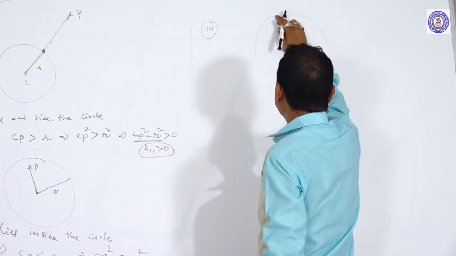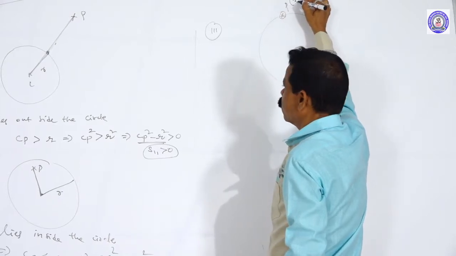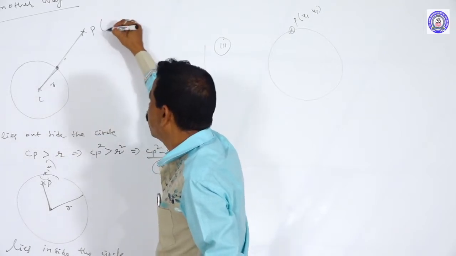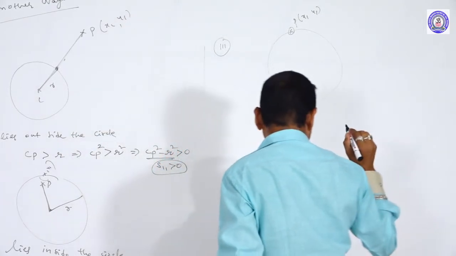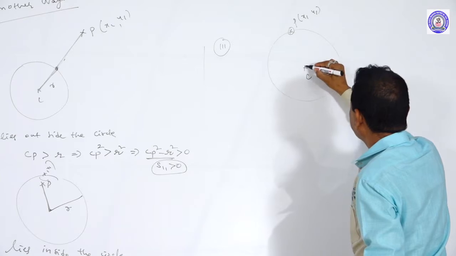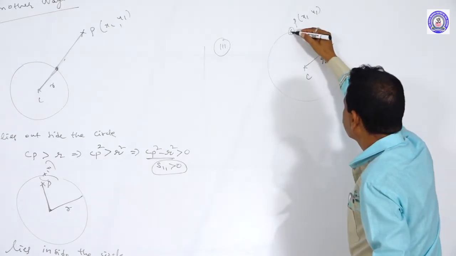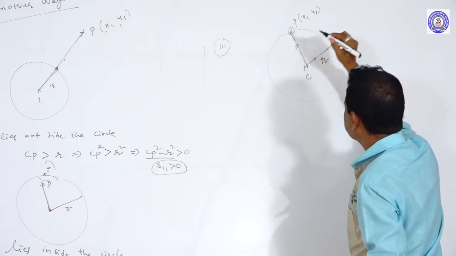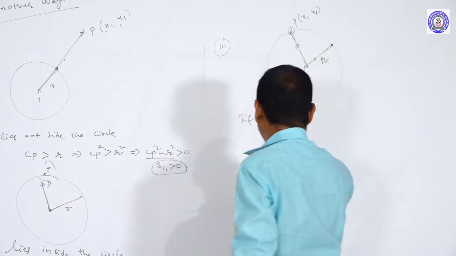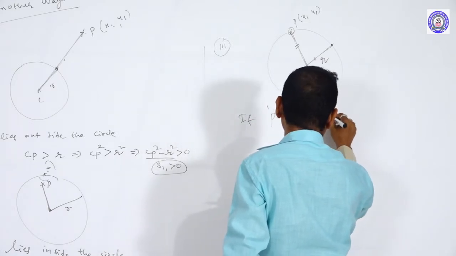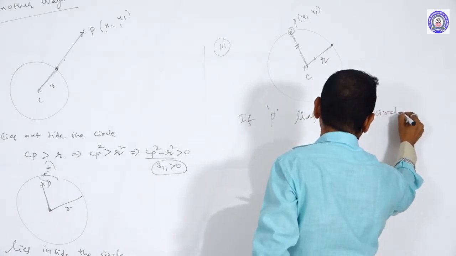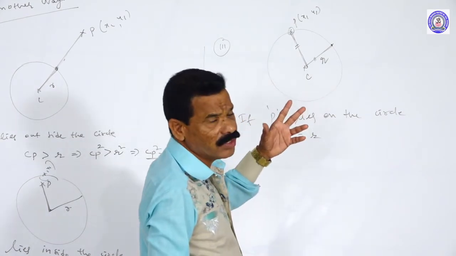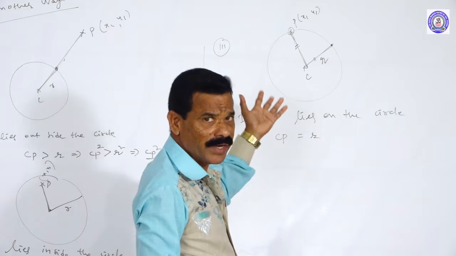P exactly lies on the circle. P is (x1, y1). Here C is the center, this is the radius R, and this is CP. So both are equal distances. If P lies on the circle, then CP is equal to R, which means both distances are equal to the radius.